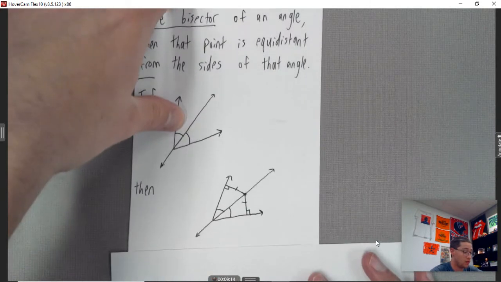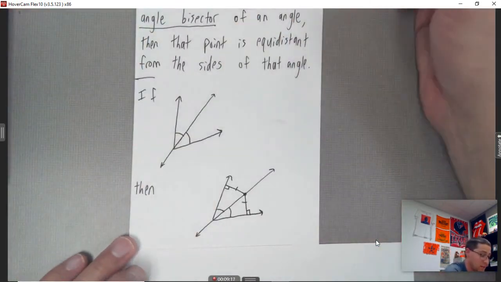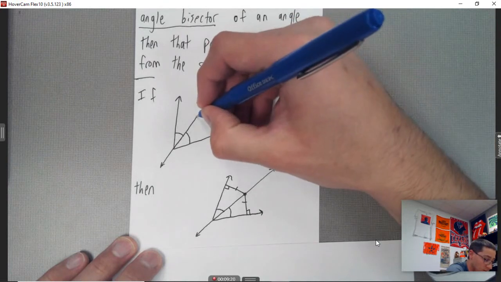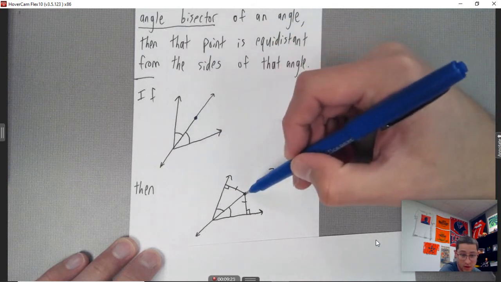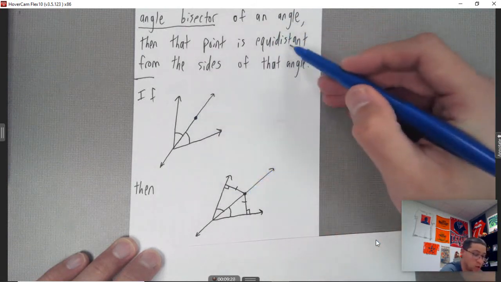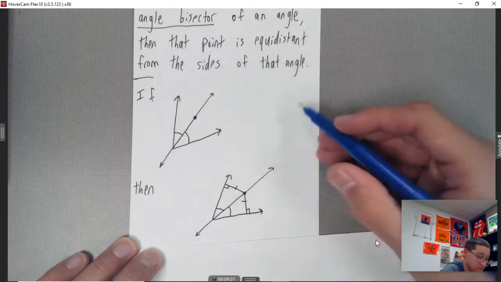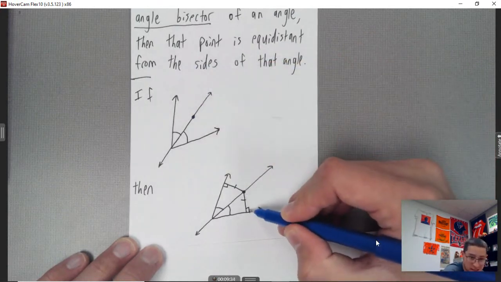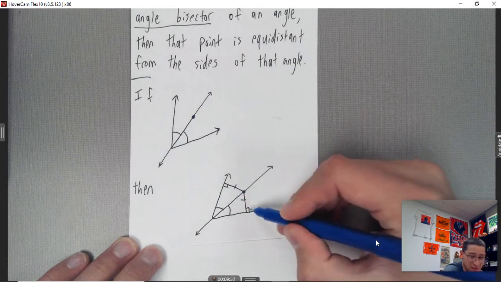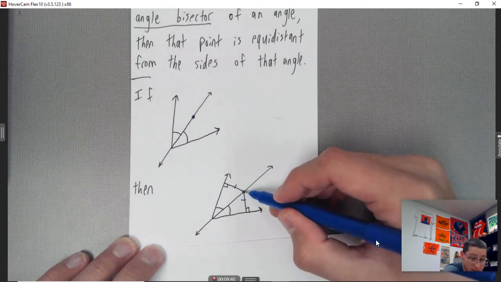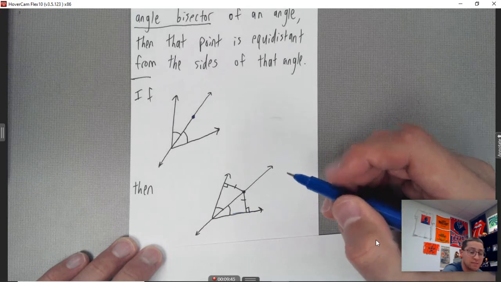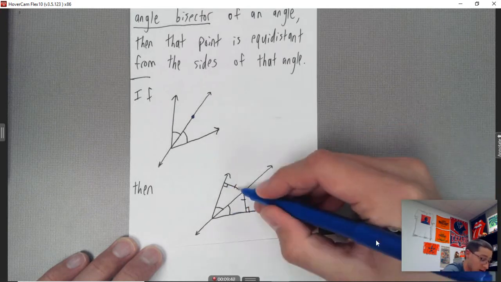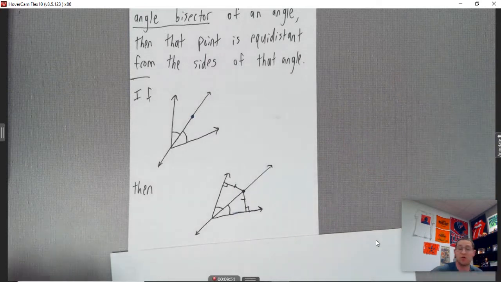Then if I had a point on that line, that point is equidistant from the sides. Here's a point, equidistant. This right angle is necessary. In order to get the distance from a point to a line, you've got to have that right angle distance. So this distance and this distance are the same. Since there's a right angle here and a right angle here, and these two lengths are the same, I'm good to go. That is showing me that it's equidistant.